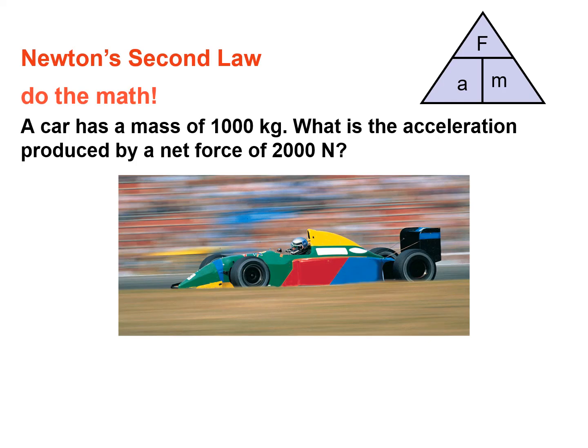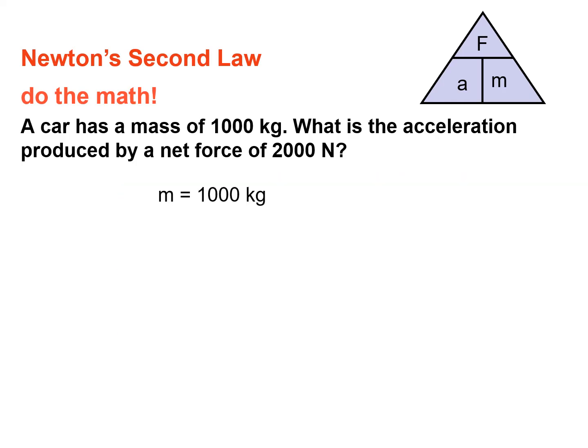And now let's write out what we know. Mass is 1,000 kg. Notice I don't just write 1,000. I write m equals 1000 kg. Write it all out. Slow down and write it down, and you'll always get these problems correct. What is the acceleration produced by a net force of 2,000 newtons? That means F equals 2,000 N. A, acceleration, is what we need to find out.